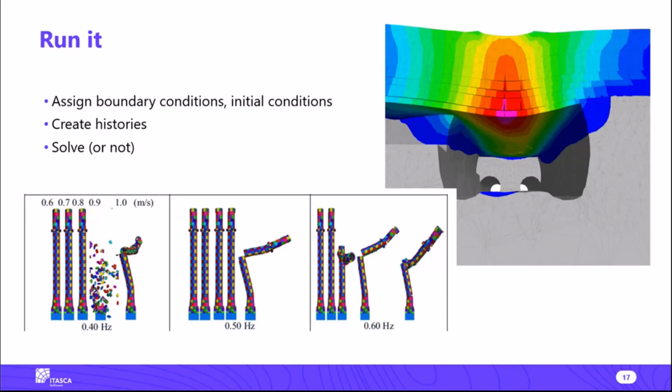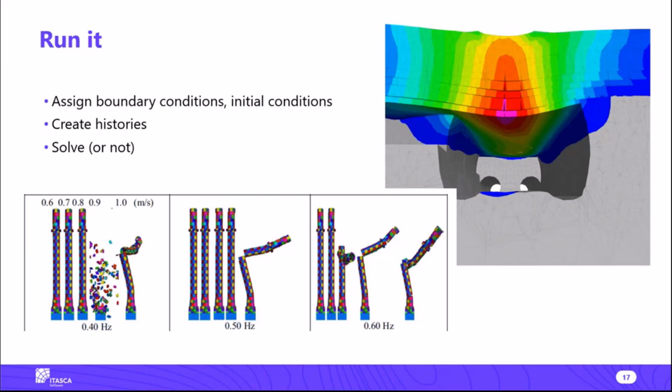And then you say solve or not. What I mean here is that a lot of the time you just want to get to some steady state, some equilibrium. Everything has stopped moving, and you figure out what the stresses and the displacements are. So maybe this top right plot here has reached a state where everything's in equilibrium and it's just sitting there. You can do that. You just say solve, and it tries to get to this state.